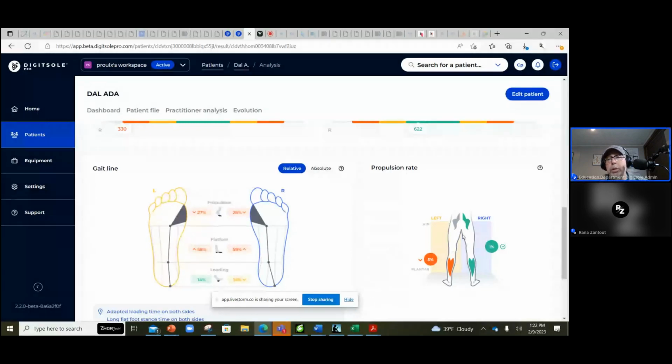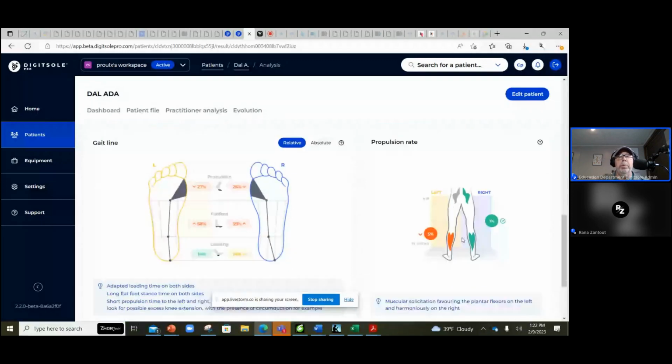Over here, we're going to look at the propulsion rate. The propulsion rate is the ratio between the hip flexors and the plantar flexors, the lower leg on push off, and it's calculated with an algorithm. The reason we look at this is there's supposed to be a certain ratio: the hip flexors drive that leg forward, and the plantar flexors also push off to assist in that process.